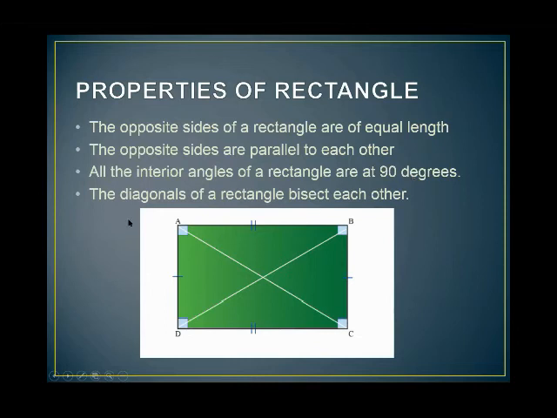The diagonals of a rectangle bisect each other. These are the diagonals AC and BD. These two diagonals divide each other into two equal parts. That is why we say the diagonals of a rectangle bisect each other. So these are the four properties of the rectangle.